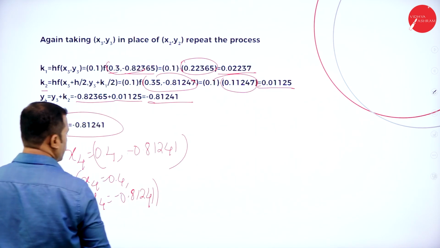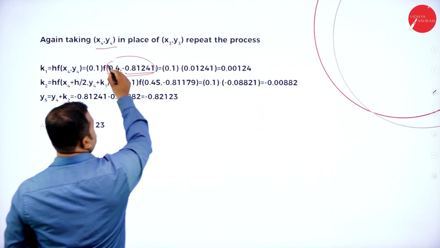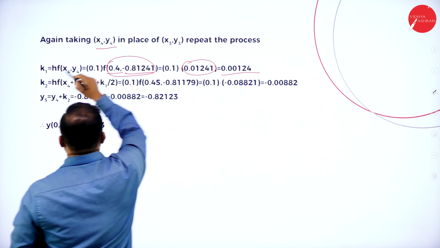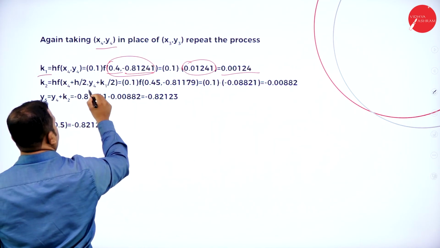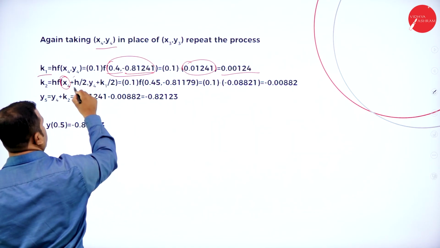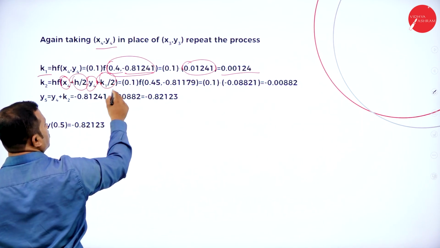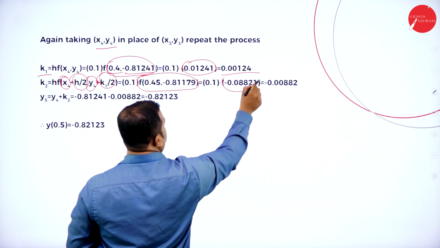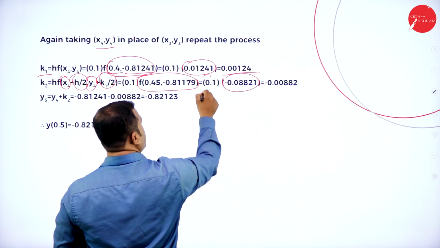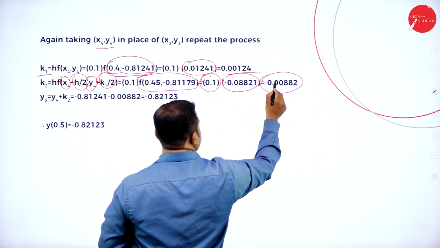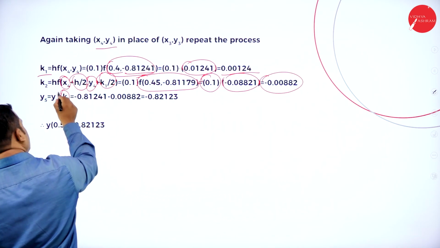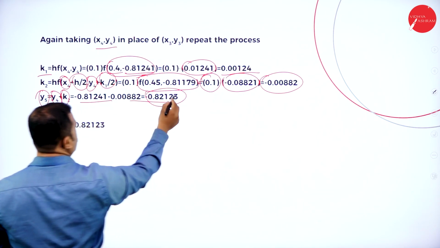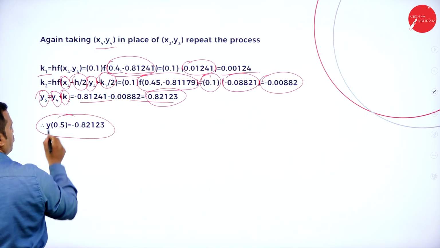It is 241. So if I solve this f of this term, that gives me this value, that is multiplied by 0.1 to get the value of K1. That is this. Then if I substitute these values of X4 and h by 2 and Y4 plus K1 by 2, I'll get this value. That is the function of this. The function of this will give you the value of this, that has to be multiplied by 0.1 to get this value. This is called as K2. Now K2 is added with Y4 to get the value of Y5. That is this term. That is minus 0.82123. This is the final value.